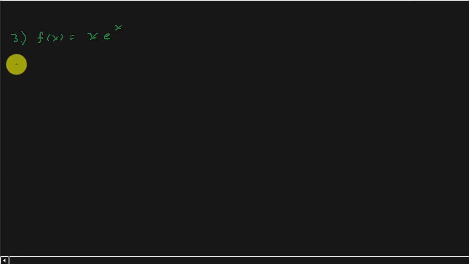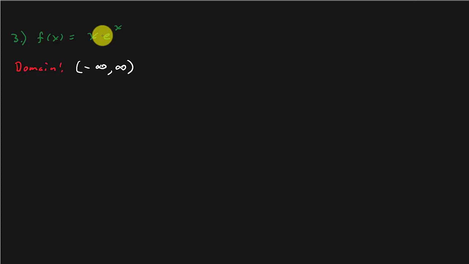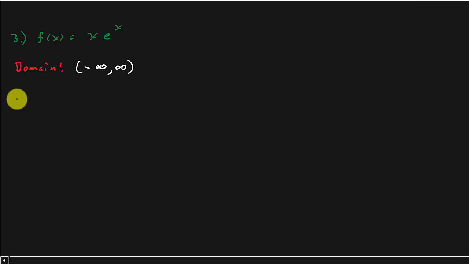So the first one, the domain, well, that's easy. The domain here is going to be -infinity to +infinity, because we can plug anything in for x. There's not a number that's going to make it undefined or break any math rules. So -infinity to +infinity. Now let's look at the intercepts.